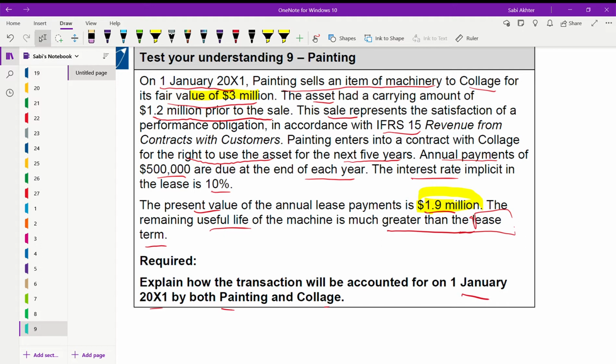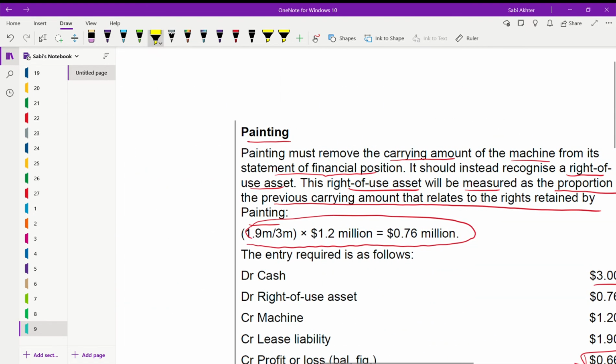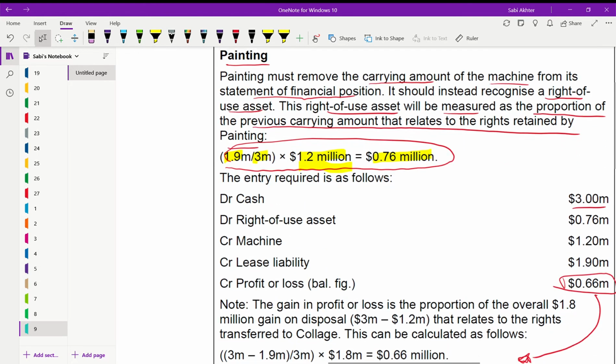1.9 is the right of use asset, divided by 3 million, multiplied by 1.2. Why? Because this asset had a carrying amount before the sale. This was the carrying amount of the asset. You have to take it in proportion. That's why. This portion will always be whatever the carrying amount of the asset was before you are selling. This 1.9 is the lease liability and this 3 million is the fair value of the asset. So this will be your right of use asset now. I hope that you label each thing.